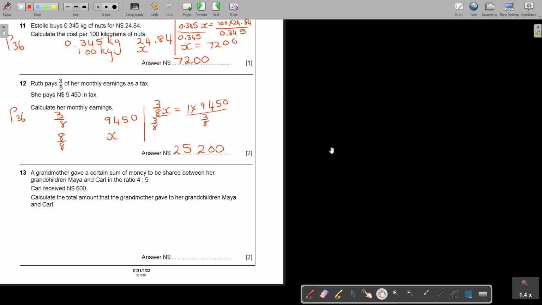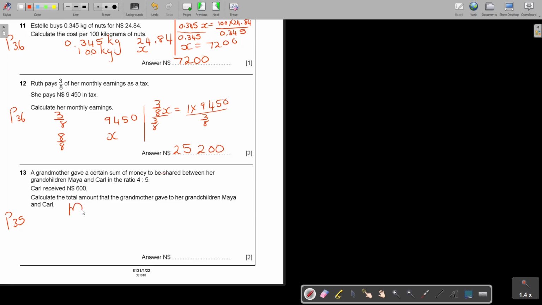And I wrote here page 35. So this is all in chapter 1. Very important chapter, especially in this paper. A grandmother gave a certain sum of money to be shared between her grandchildren, Maya and Carl, in the ratio 4:5. Carl received 600. Calculate the total amount that the grandmother gave to her grandchildren, Maya and Carl. Okay, so basically, it's that proportion.